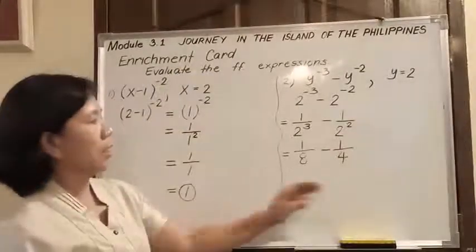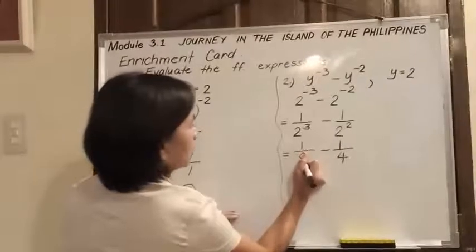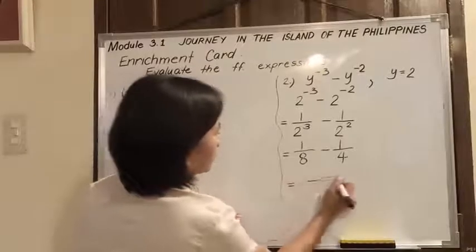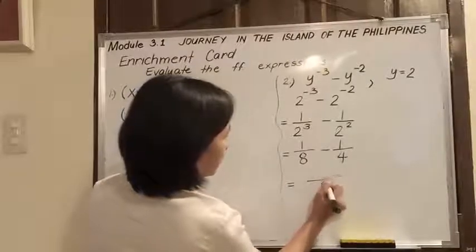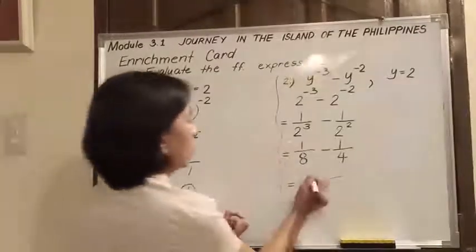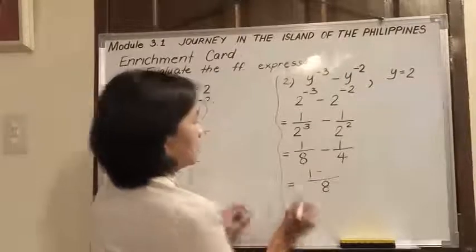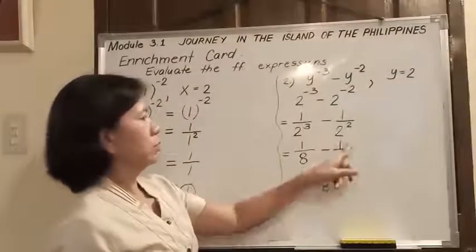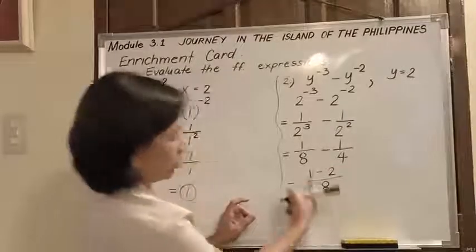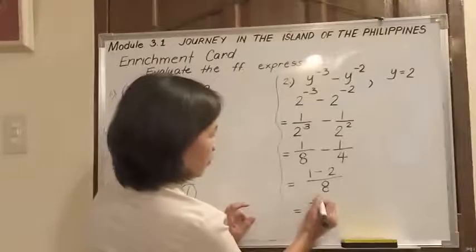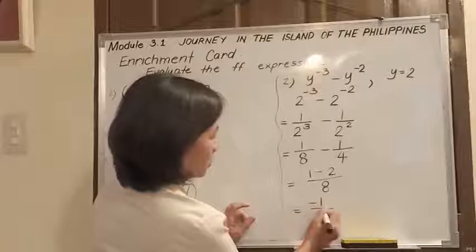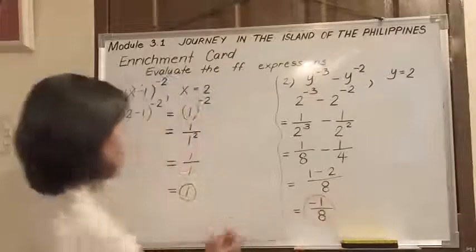Now, how will we subtract this? Get the LCD. LCD of 8 and 4 is 8. 8 divided by 8 is 1 times 1, we have 1. And minus 8 divided by 4 is 2 times 1 is 2. So therefore we have 1 minus 2 is negative 1. And the denominator for the LCD is 8. So the answer is negative 1 over 8.